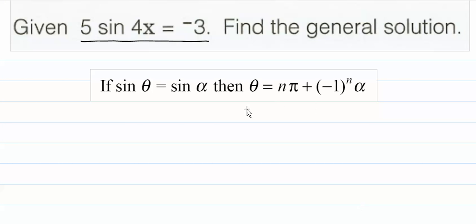Okay, so what we have here is a statement for the general solution, which is this statement on the right hand side here. But we can't apply this straight away to the equation that we have, because 5 sine 4x is equal to -3 does not look like this equation here. So we're going to apply a little bit of algebra and try and make our equation look like the equation in the formula sheet.